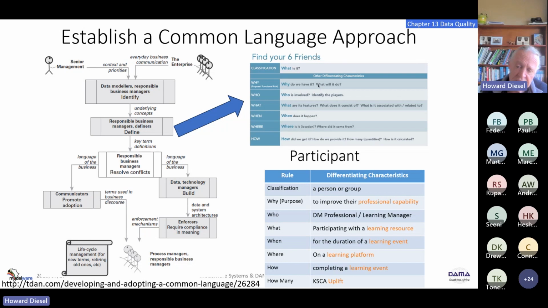I think Zachman was involved in it as well on TDAN. So if you'd like to go through this, there's a really nice description on doing it. But please get your language right. Please get your language right. And it's not just business language, it's also data management language.